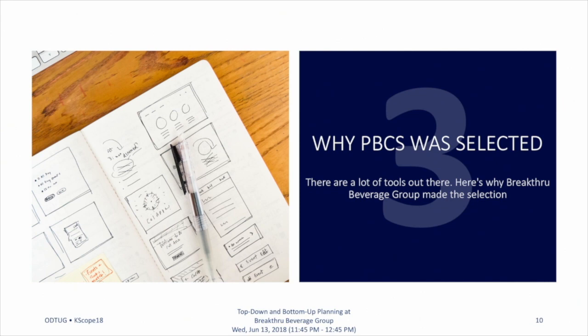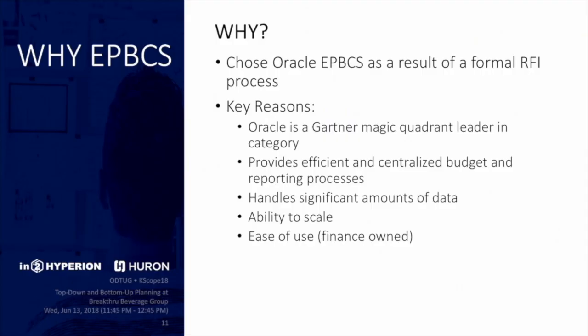We went through a formal RFI process. We had 3 vendors come in. It's very official. I didn't even know that our company has a whole department just for procuring software. So went through that process. Some of the key reasons that Oracle stood out to us. The first 2 are really just stock answers that you could probably apply to any vendor.